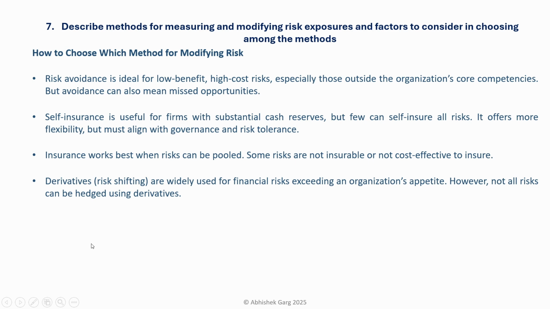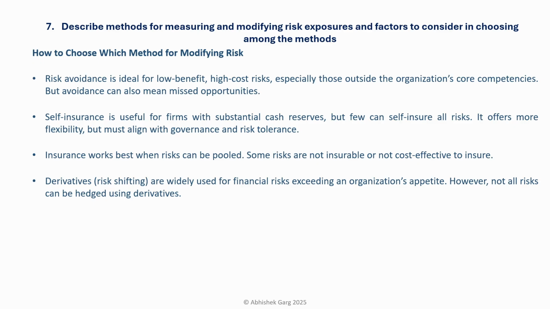How to choose which method to use for modifying risk? Risk avoidance is ideal for low benefit, high cost risks, especially those which are outside the organization's core competencies. But avoidance can also mean missed opportunities. Self-insurance is useful for firms which have substantial cash reserves, but there are only a few organizations which can self-insure all the risks. It offers more flexibility, but you must align your governance and risk tolerance levels.